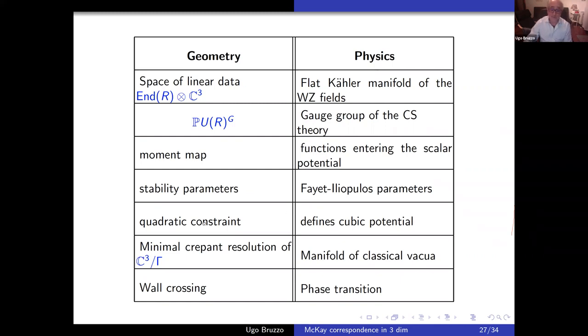The quadratic constraints are given by a cubic potential, and this has a meaning in physics. And as usual, our moduli space, which is a minimal Kreplan resolution of C^3/Gamma, in physics becomes the manifold of the classical vacuum of the theory, as it happens in gauge theory. And the wall crossing, which is a transition between two different manifolds of classical vacuum, is what in physics is called a phase transition. Okay, so we have a full, complete dictionary.